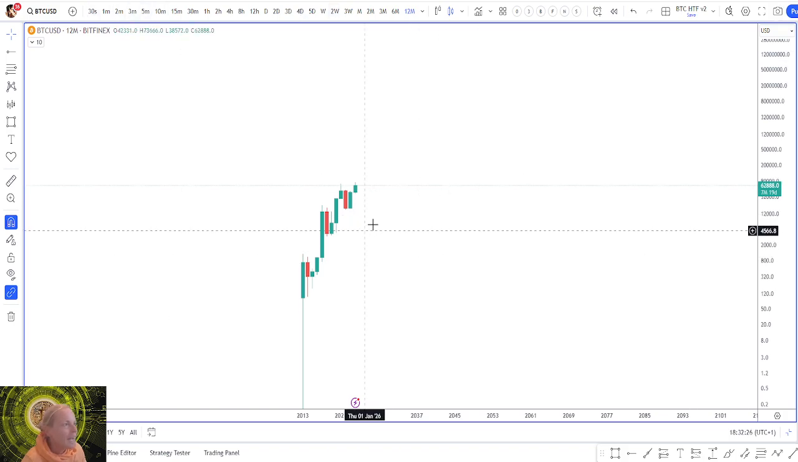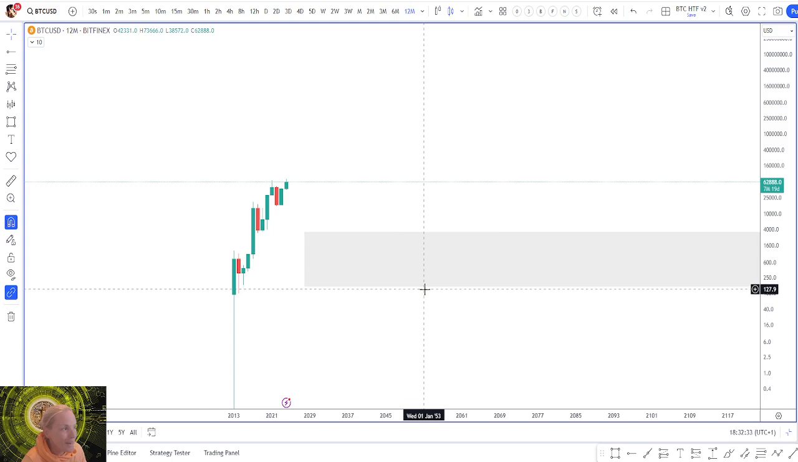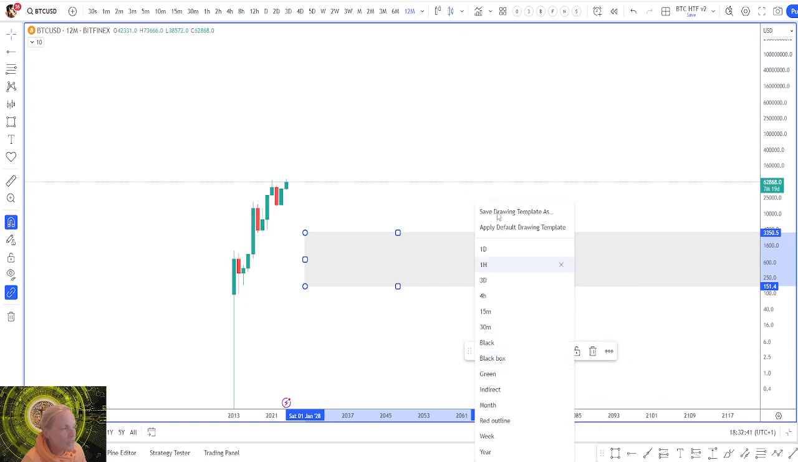And on top of that, the other initial setup is that if you draw a zone or if you draw a rectangle on the chart, you can save your drawing templates here. So you go into the toolbar for the rectangle, save your drawing template, and that way you can set all your colours up so you haven't got to be doing it every single time, and the format and how you want it to look on the chart.